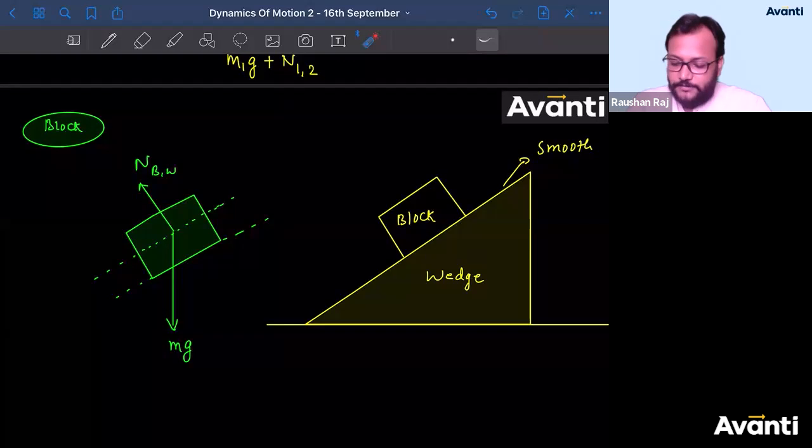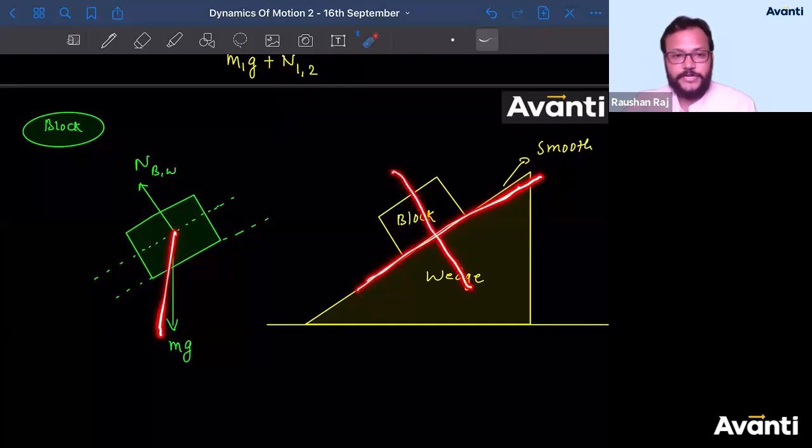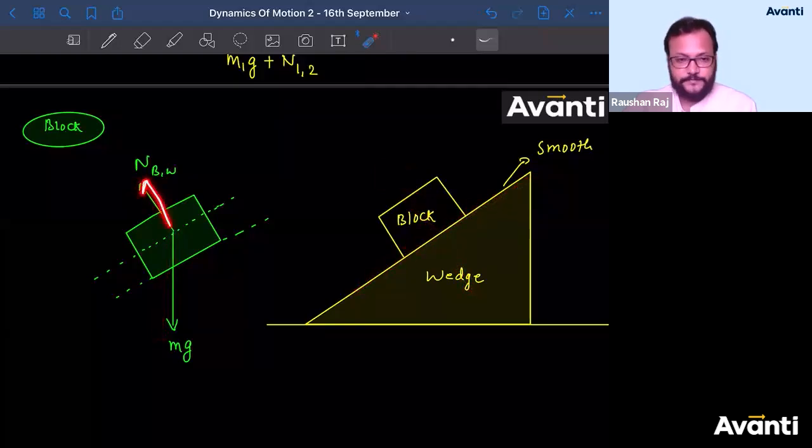So the block has a tendency to go downward. It cannot go exactly down because of the wedge. This wedge can resist a motion perpendicular to it. How can a surface block a motion? By applying an opposing force. So it will apply an opposing force in this direction. The normal force on the block due to the wedge will be in this direction. So these are the two forces on the block.